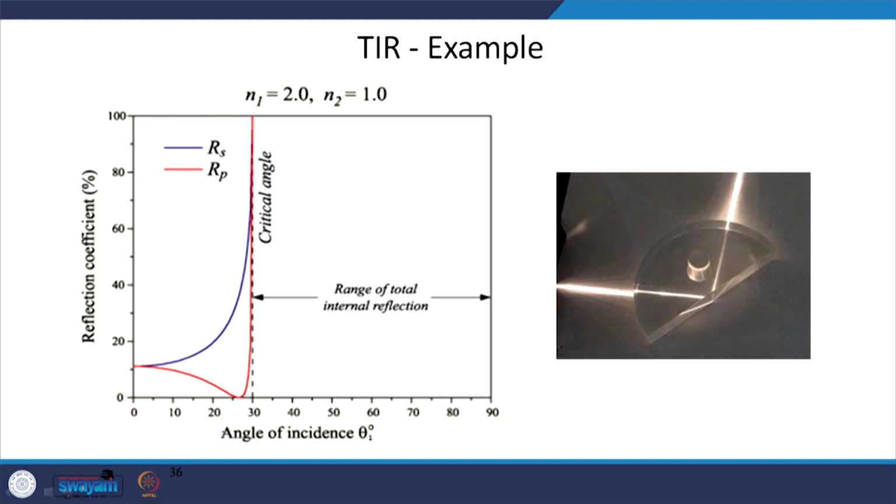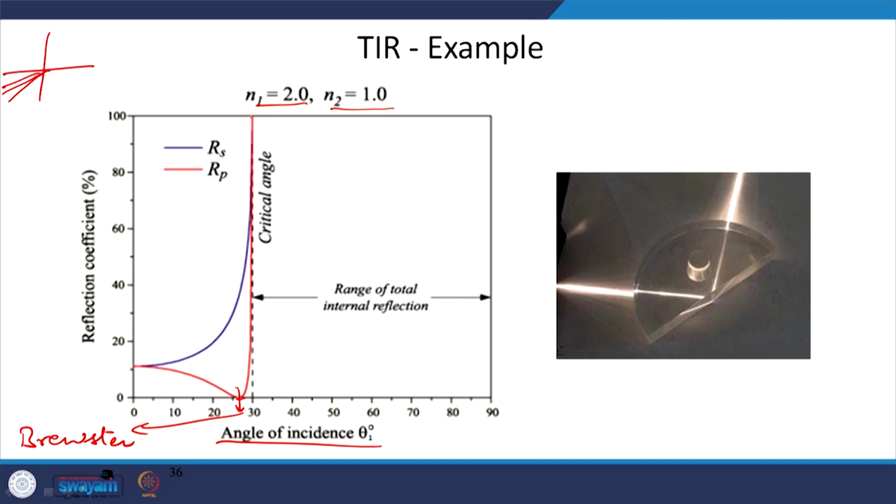So, if you plot the reflection coefficient with an increase in angle of incidence, you keep on increasing the angle of incidence, what happens? We saw that for Rs there was no dip, there was no Brewster angle, and when we arrive at P polarized light, we see that there is a dip, and that is due to the Brewster angle. And as we keep on increasing the angle of incidence, there arises a condition called total internal reflection, at a critical angle. So, this is the critical angle for this configuration when n1 is equal to 2 and n2 is equal to 1.